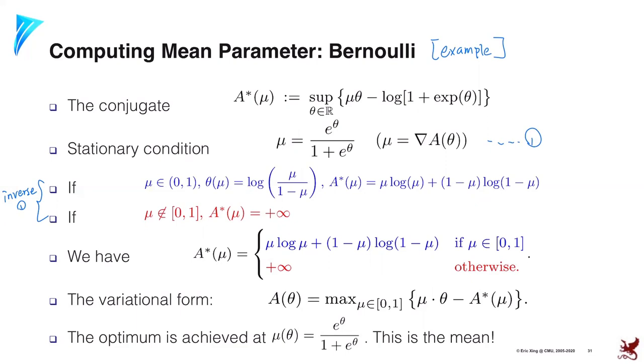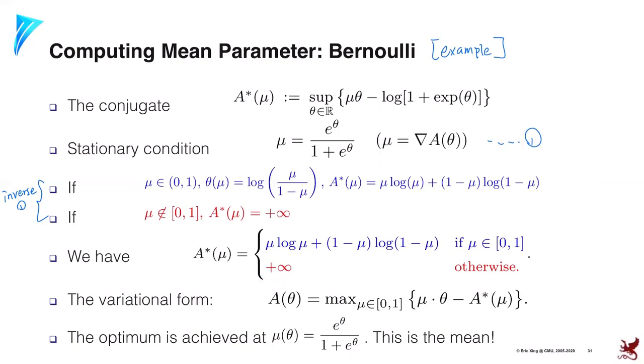So this is to represent theta with mu. And then if we do this kind of inversion, we know this should be the form of theta star, which is the optimal theta. And then we plug this optimal theta into the conjugate A star of mu, and then we would have this formula.